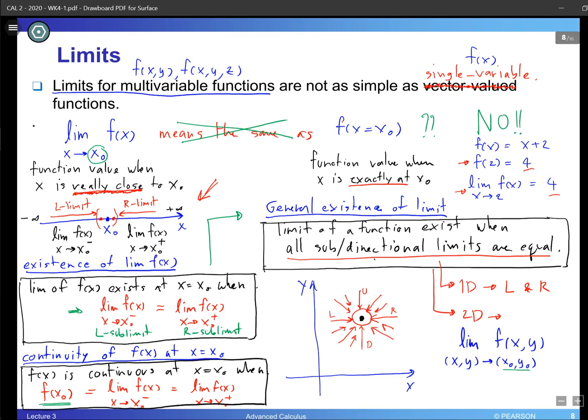Okay, so we can make a note right here that in 2D, in two dimensions, we have infinitely many subdirectional limits. Infinitely means a lot of them.